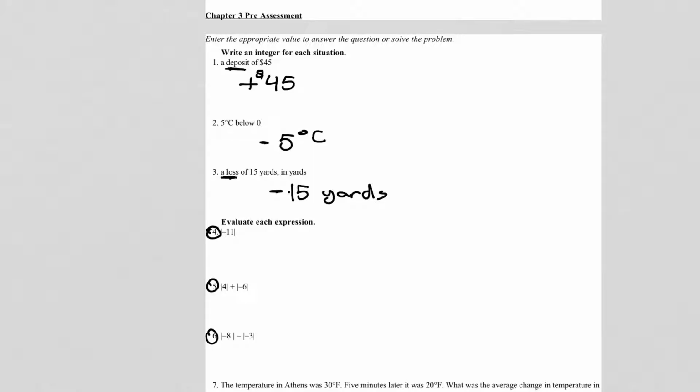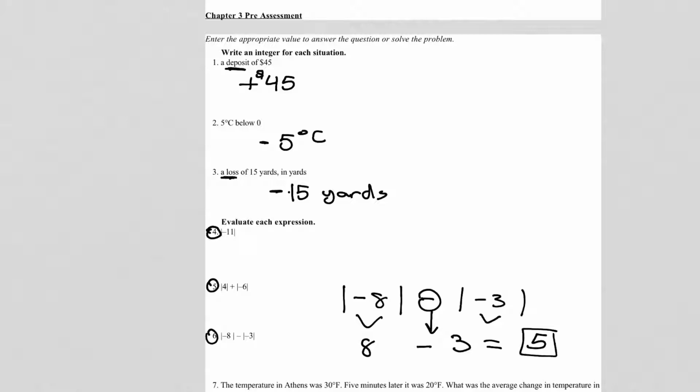All right, be careful once again. The absolute value of negative 8 minus the absolute value of negative 3. Once again, first take the absolute value. Notice there's only one number in this absolute value symbol, so we can go ahead and take the absolute value. The absolute value of negative 8 is positive 8. This minus sign is not in the absolute value, so we're going to bring that down. And the absolute value of negative 3 is positive 3. All right, 8 minus 3 is 5. So the answer is 5.